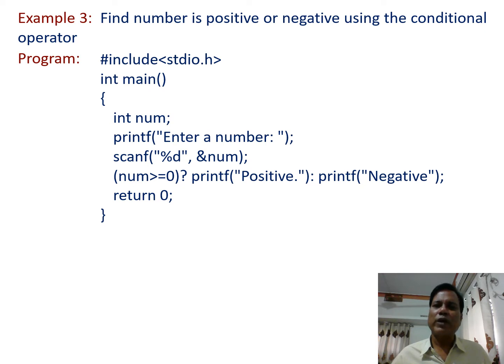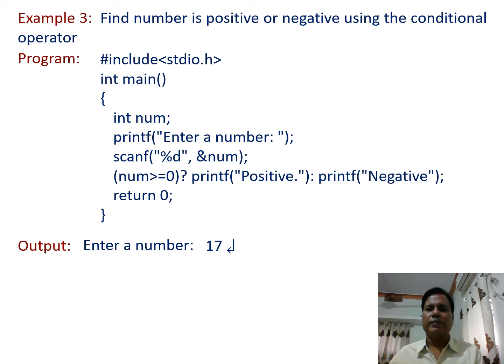When this program is run, first "Enter a number" is printed, and when we enter the number 17, naturally 17 is greater than or equal to 0, the condition is true, so we print the true part, that is "positive". The output is positive.